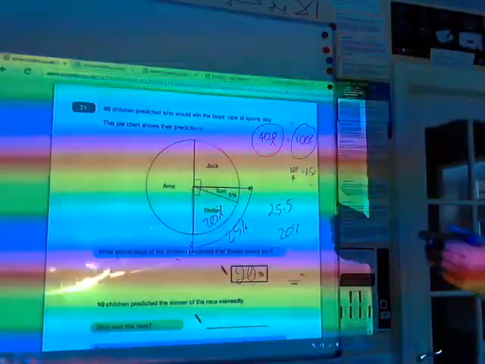Because 10 children predicted the winner of the race correctly. 10 children. Now, how many children do we have? 40. So 10 out of 40 got the right person. Now we need to change that into a percentage. How do we change 10 out of 40 into a percentage? I want a technique for doing it. What is the technique, Yusuf? You times it by 100 over 1.